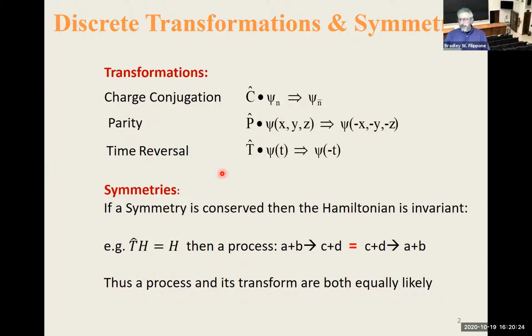The way it works in quantum mechanics is if that particular symmetry is conserved, then the Hamiltonian is invariant. So if the Hamiltonian looks the same when you operate with the T operator on it, then for a certain process, say particle A plus particle B interact and out come particle C plus particle D, it means the reverse process is also completely calculable in the theory, and you can work it out. If the time reversed or the parity reversed or the charge conjugated reversed process doesn't exist, then that particular symmetry is violated.